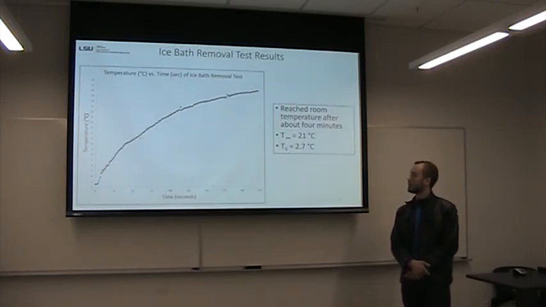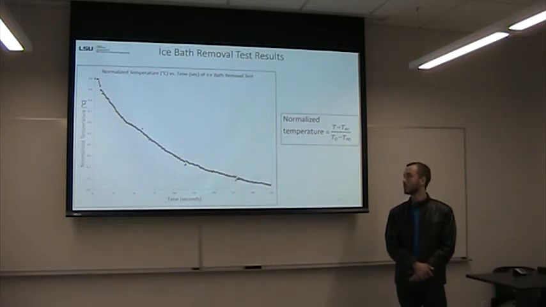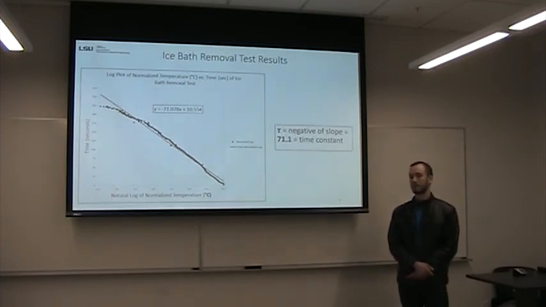If we look at the same graph but for the ice bath removal test, we see that the ambient temperature was about 21 degrees Celsius and the initial temperature about 2.7 degrees Celsius. Again, we plotted the normalized temperature against the time, getting the y-axis to go from 0 to 1 so that it's easier to read and understand. And then again, we plot time against the natural log of the normalized temperature. We get these data points and we get a time constant of about 71 seconds.